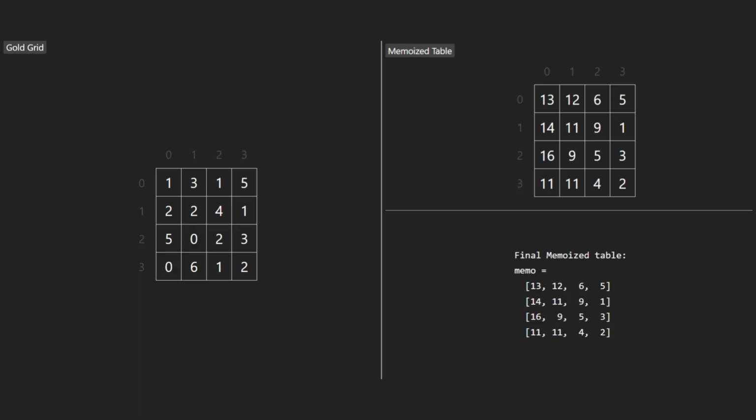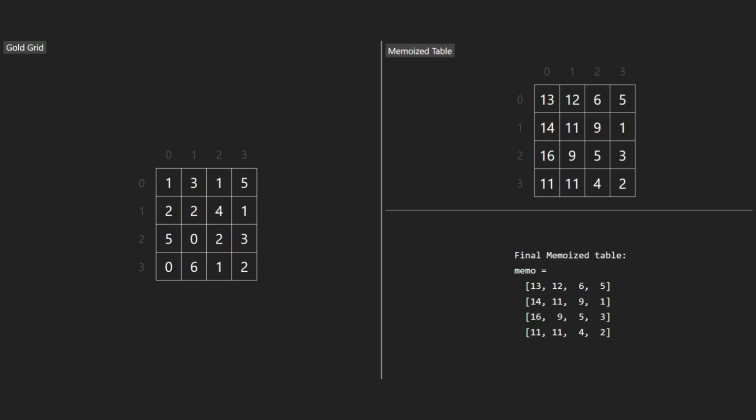We see column 0: 13, 14, 16, 11. Column 1: 12, 11, 9, 11. Column 2: 6, 9, 5, 4. Column 3: 5, 1, 3, 2.